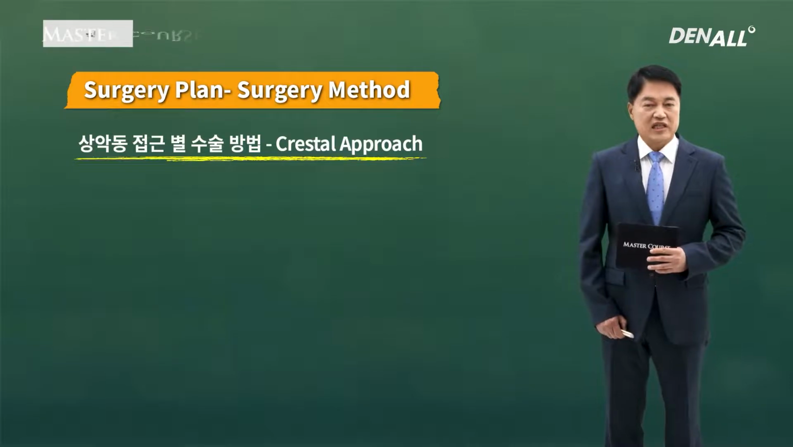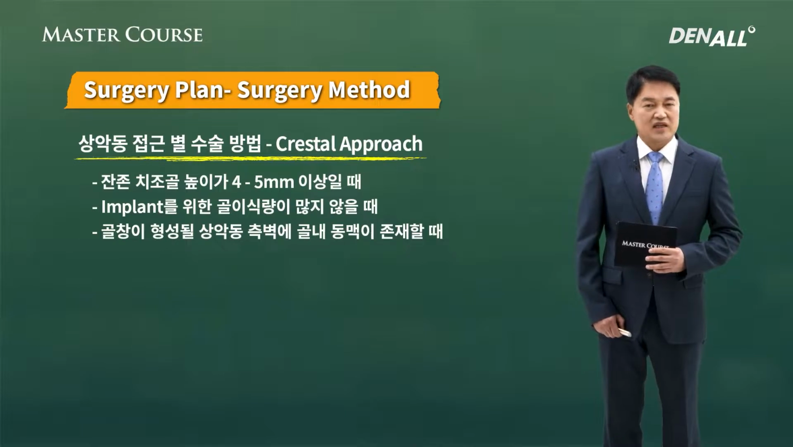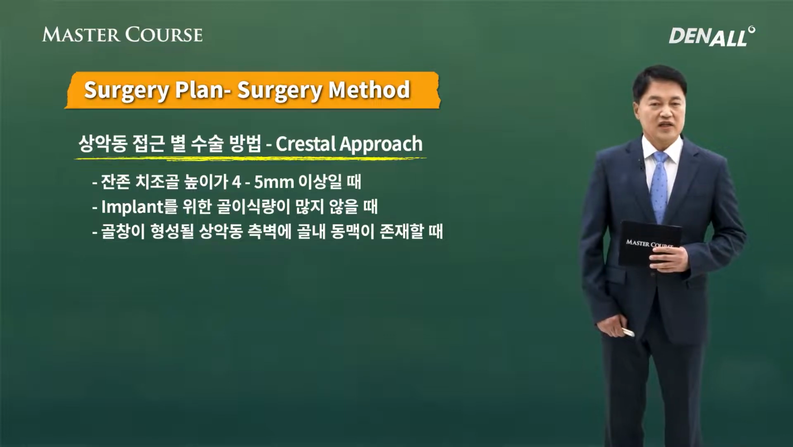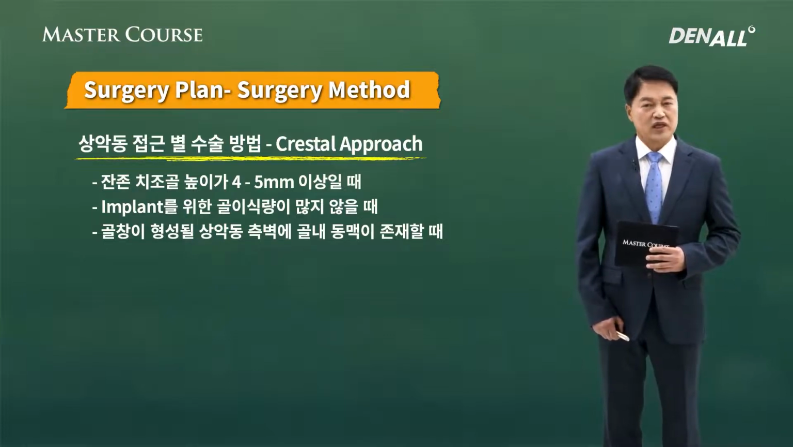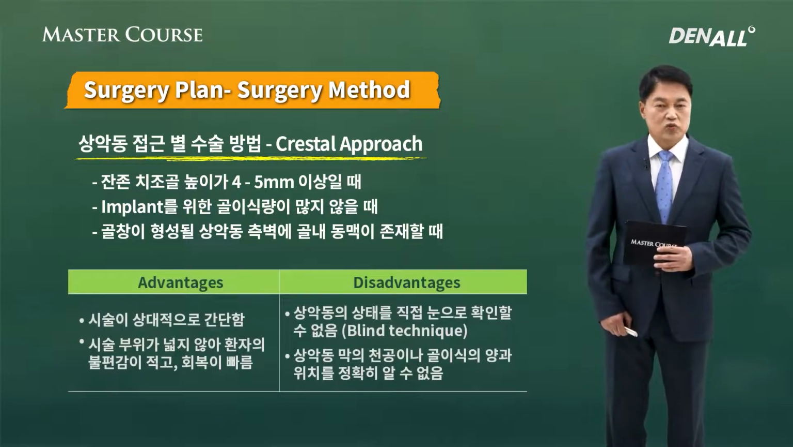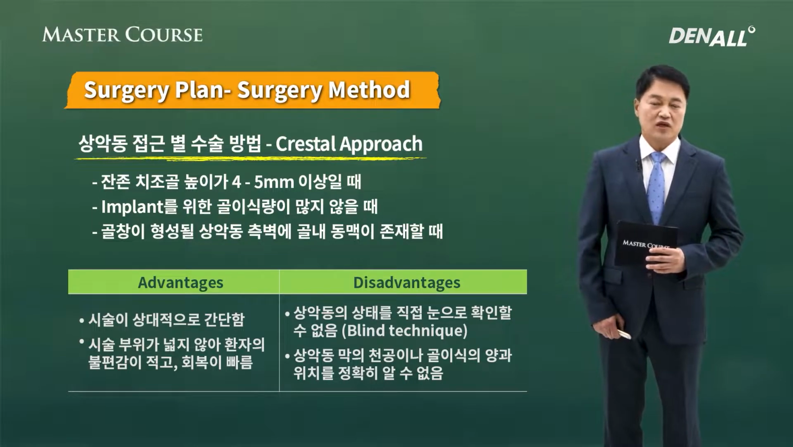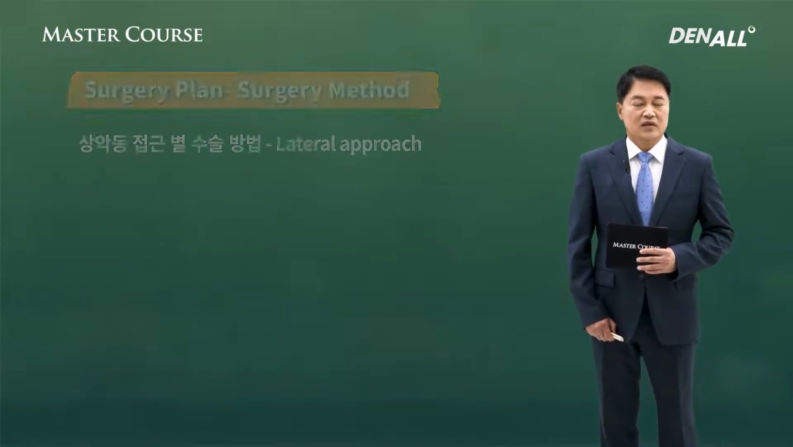Let's look at crestal approach first. It is used if the residual bone is over 4 to 5 millimeter, if bone graft is not that much required, and where the sinus wall, where the window is to be formed, has an osseous artery. The advantages are that it's simple and the surgical site is not extensive, so the patient can recover very quickly. The disadvantage is that you cannot see the sinus directly, so it's a blind technique, and you will not be able to see if there's perforation or the amount of bone graft.